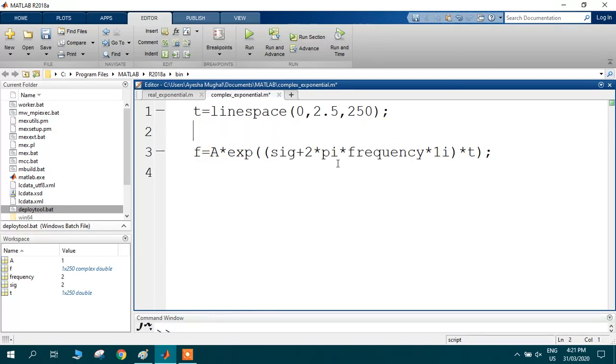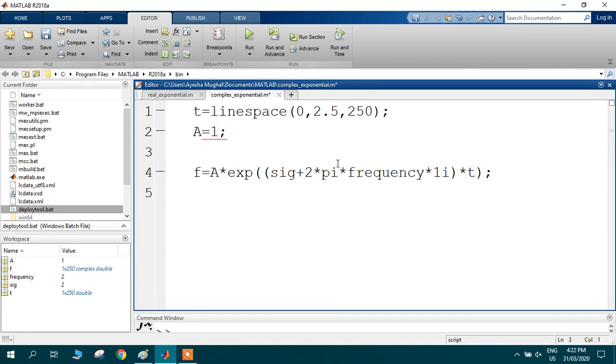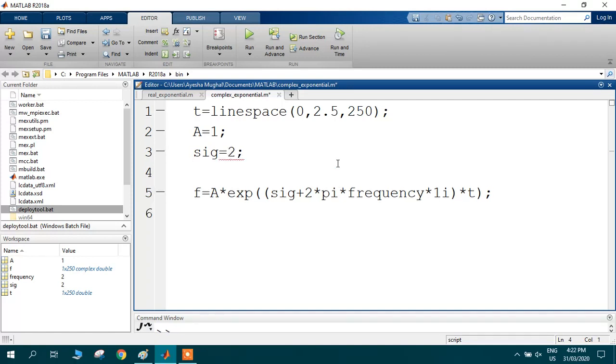Now I'm going to define the values I have used in this function. A is amplitude, you can set any value, 2, 3, 4, let it be 1, and sigma, give it some positive integer value such as 2, and frequency, the number of cycles per second, equals 2. Okay, you can set these values whatever you want. These are not fixed, 1, 2, 2.